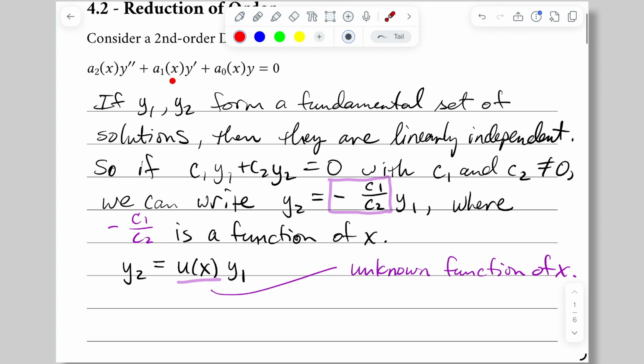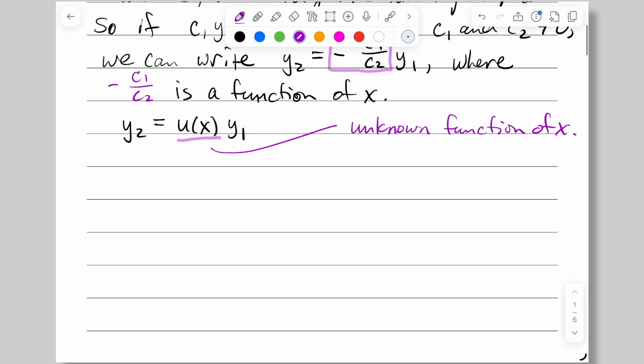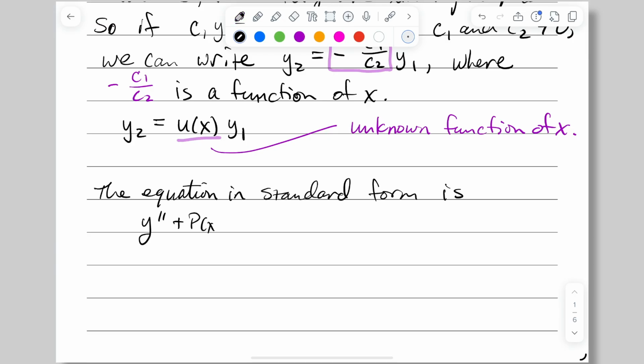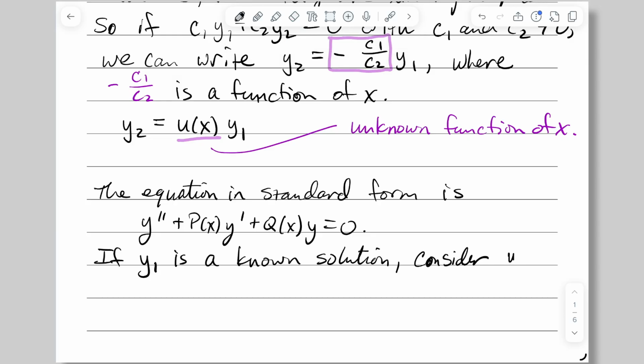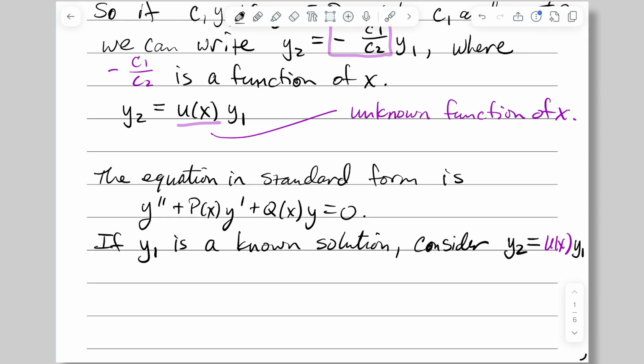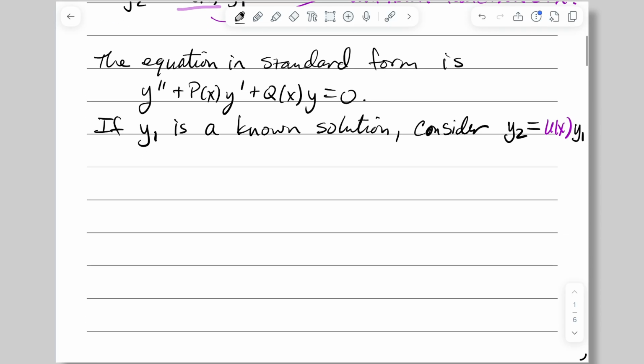Our second order differential equation in standard form is y double prime plus p of x y prime plus q of x y is equal to 0. Now, let's suppose that we know what y1 is. y1 is a known solution. Then we suppose that y2 has the form u of x times y1.